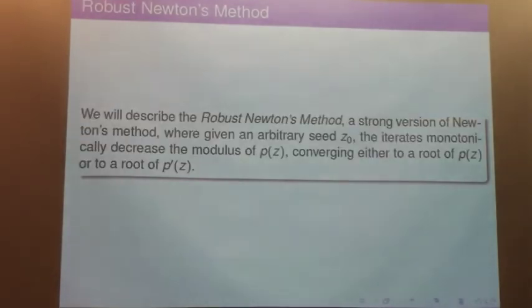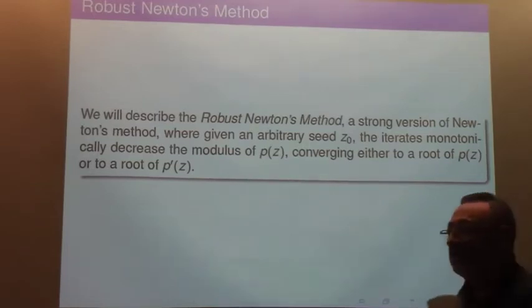Now, robust Newton's method is the basis of this talk. I'm going to describe what I call robust Newton's method. It's a stronger version of Newton's method, where given any seeds, yes?